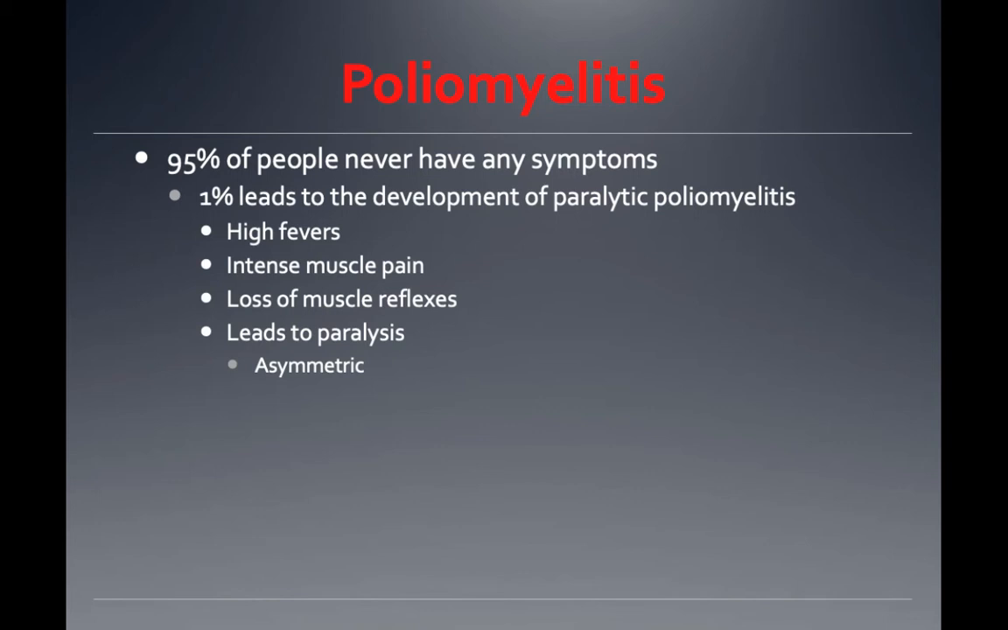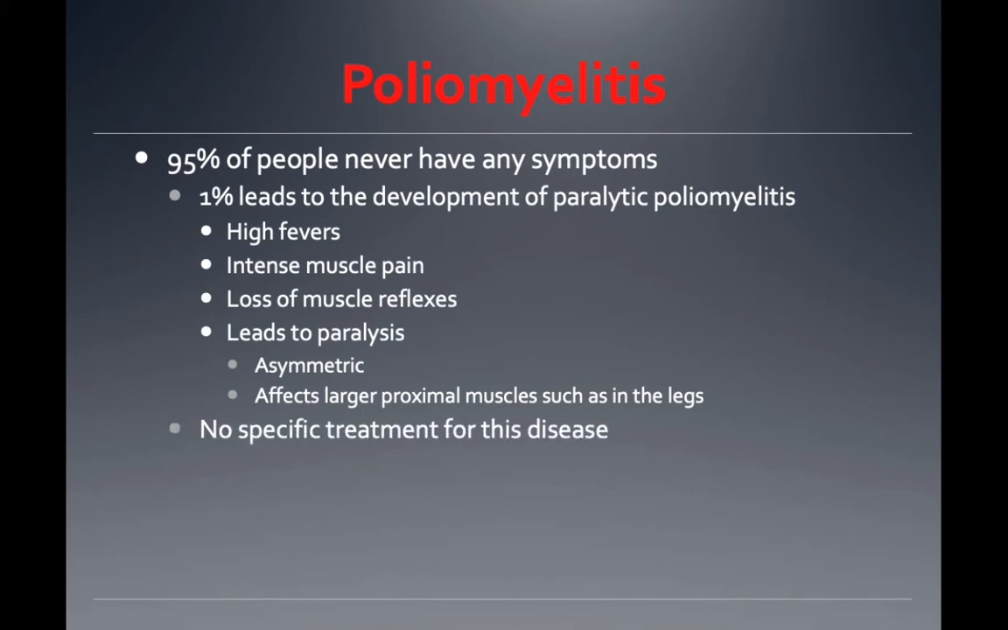Now, this paralysis is asymmetrical, which means it could just happen on one side of a person's body. It doesn't have to happen on both. And mainly it's going to affect larger proximal muscles, especially the muscles of the legs. And so if you look at any of the pictures of polio from the 1940s, 1950s, you see people, children especially, in these braces to help them walk.